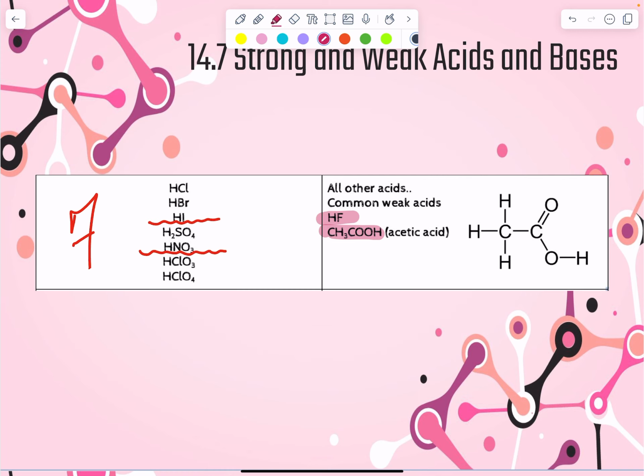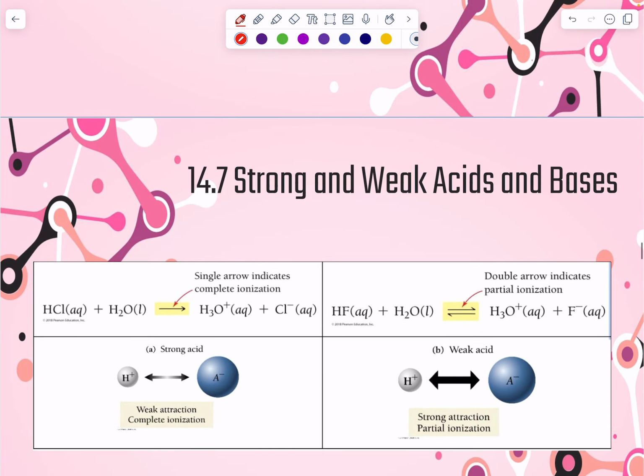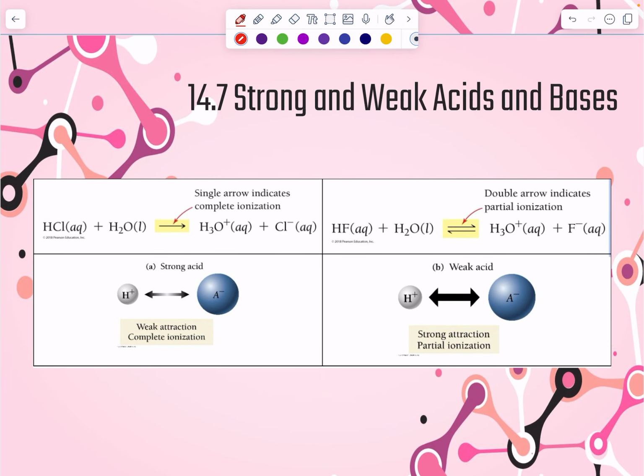These are the 2 most common weak acids. That's hydrofluoric acid, and then there is acetic acid, right? Notice that acetic acid has these 3 H's and then this 1 H. It's only that H that actually is donated, that acts as the acid and is the proton donor. If we look at these equations, again, we can see that the full arrow is used for strong acids, whereas the double-headed arrow, or equilibrium arrow as we will call it, is used for weak acids.